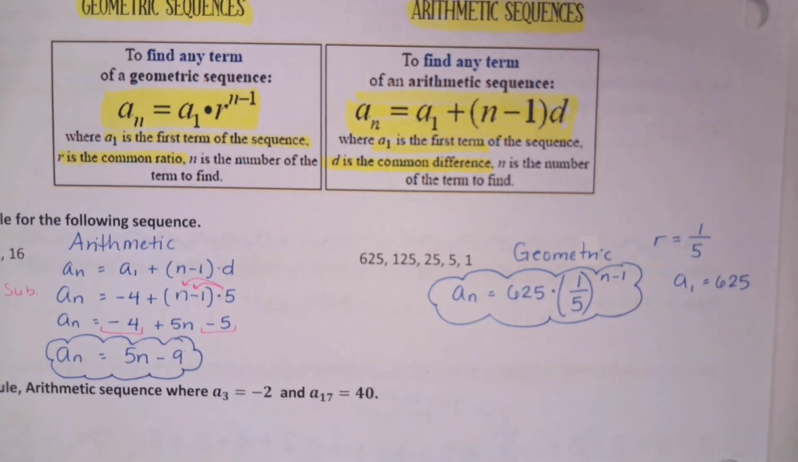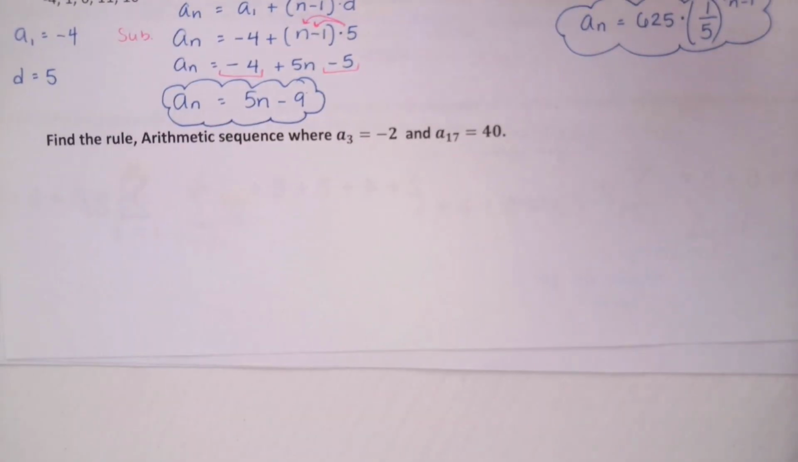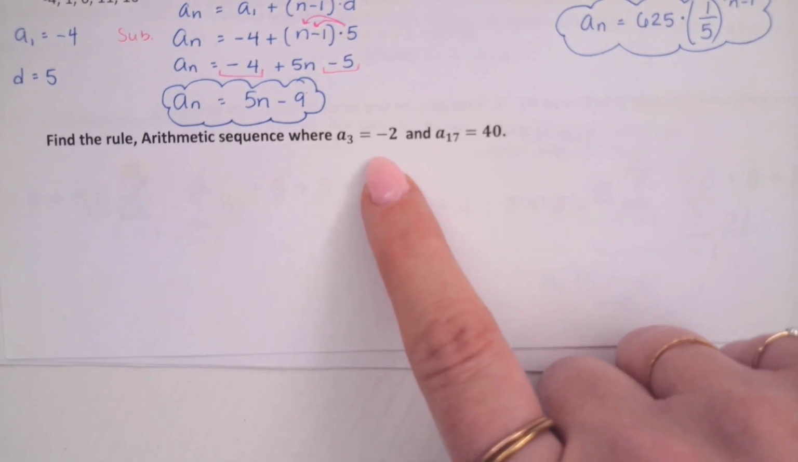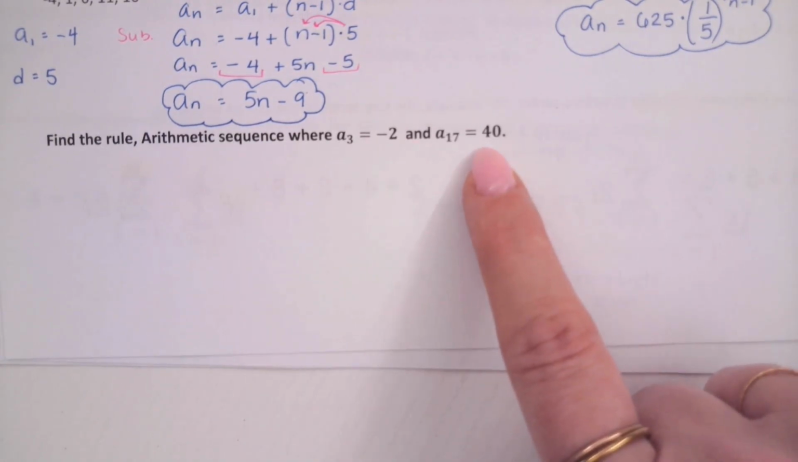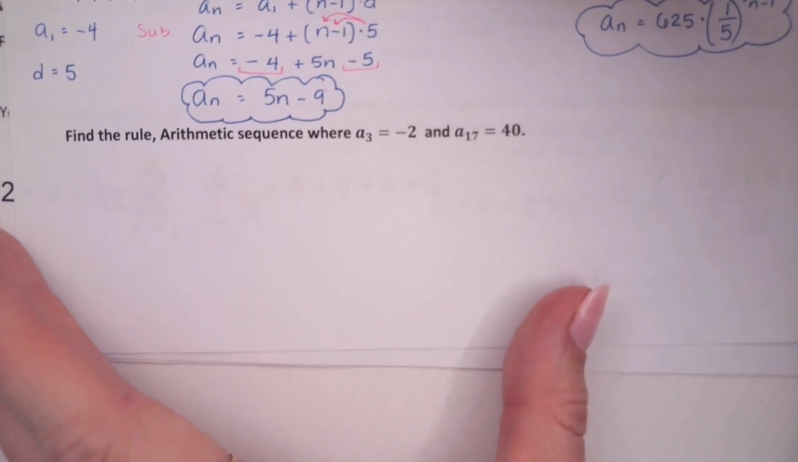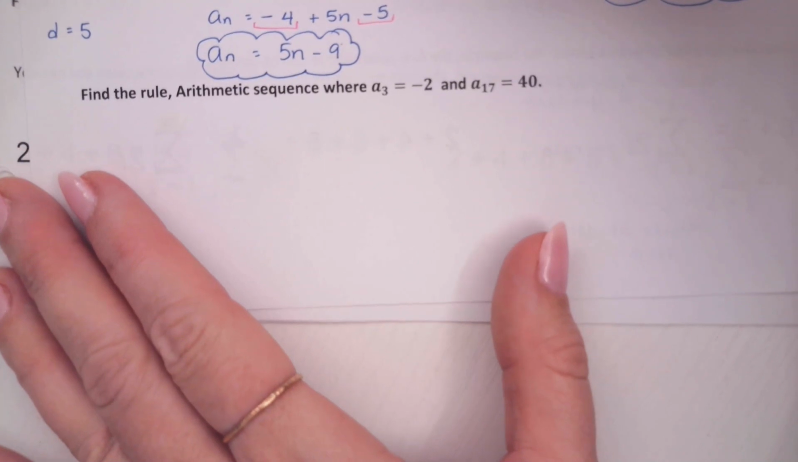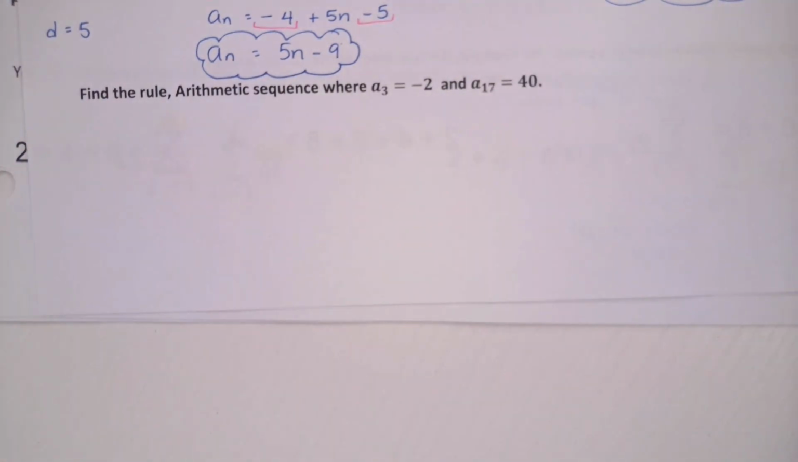Okay, one last one. Find the rule for the arithmetic sequence. What this says is the third term is -2 and the 17th term is 40. It's just 17 minus 3, so there's 14 terms there, and then find 40 minus -2. So you have to do 42 divided by 14 terms to find the rate of change. It's just slope. It's kind of like doing a slope.